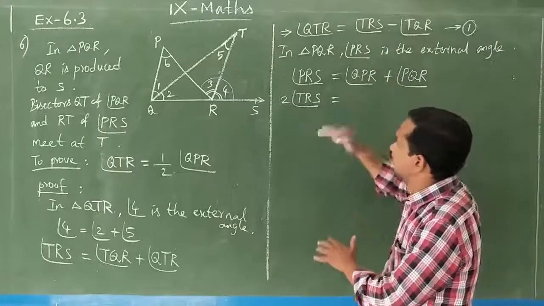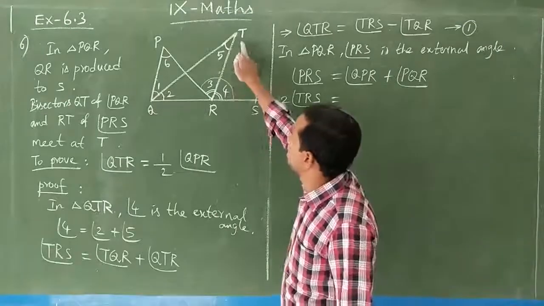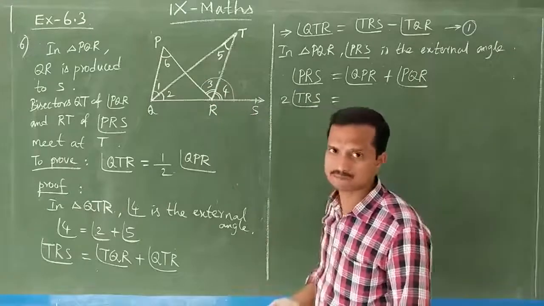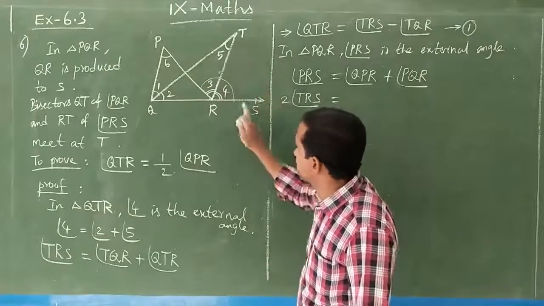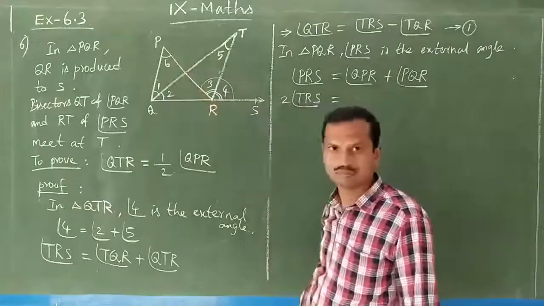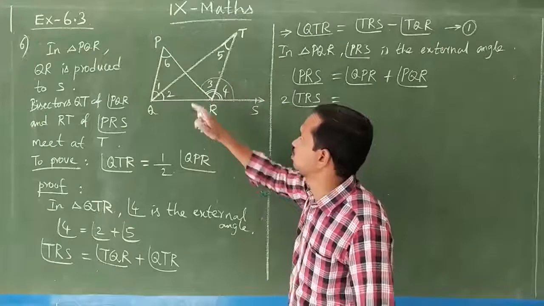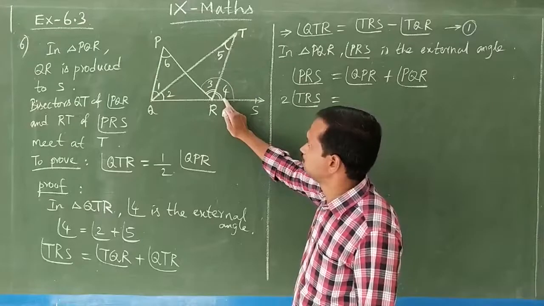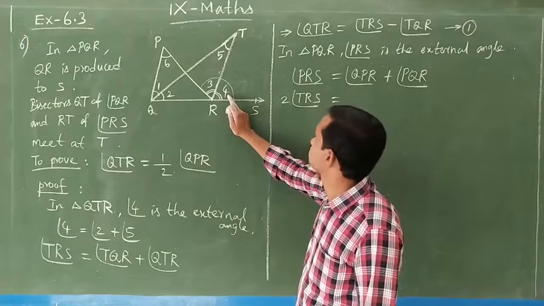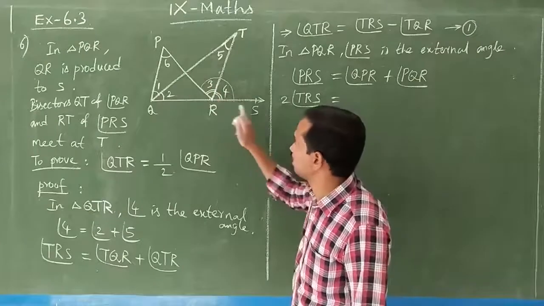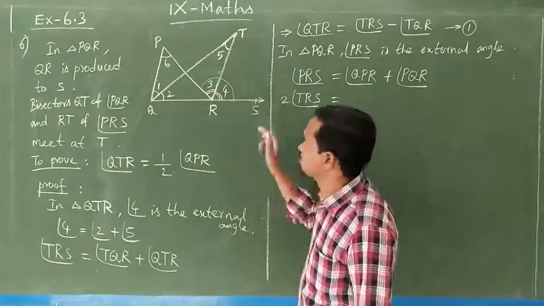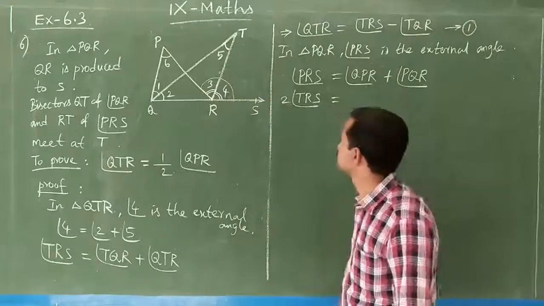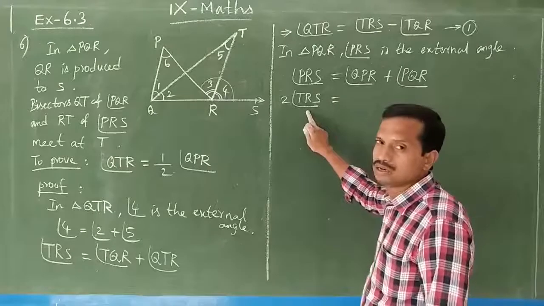So we have to try in the same pattern. So TRS, that means this is half of the PRS. Or you can say 2 into angle TRS is equal to angle PRS. Am I right? Because RT is the bisector of angle PRS. Clear? So this angle TRS, that is angle 4. This angle is, we can say half of PRS. In other words, PRS is equal to 2 into angle TRS. Clear? So I am writing here 2 into angle TRS.